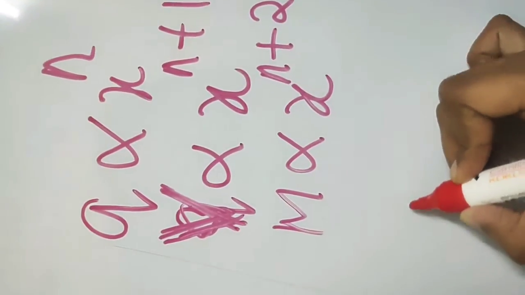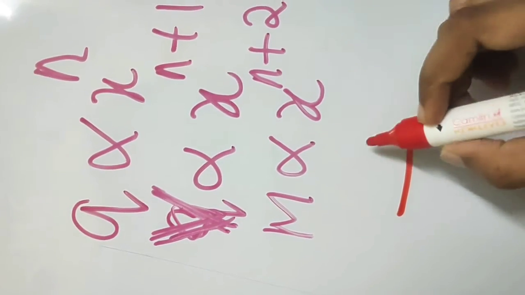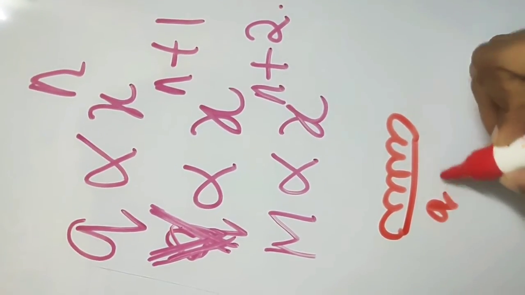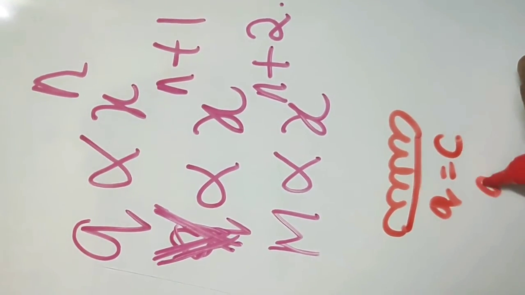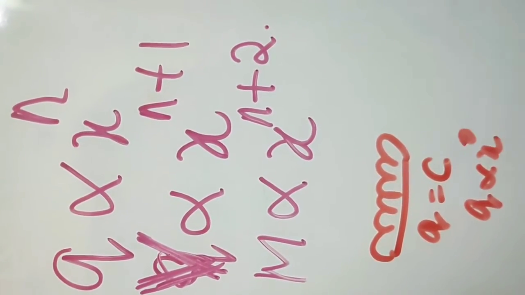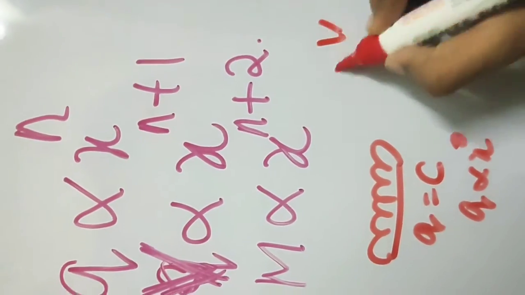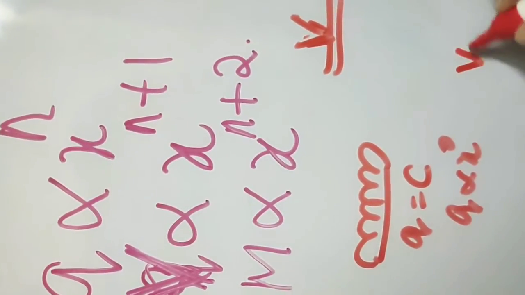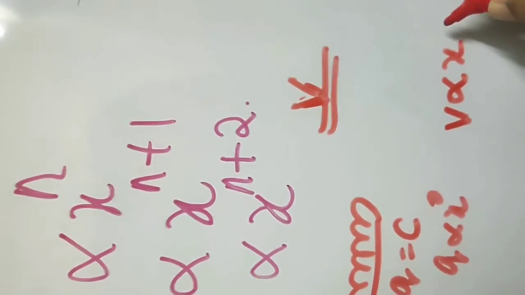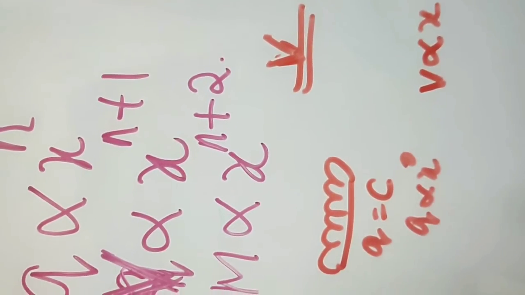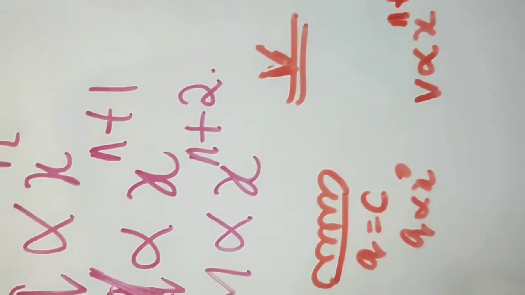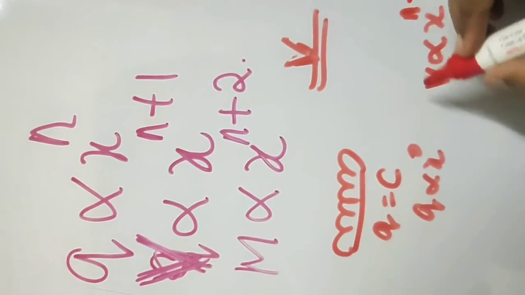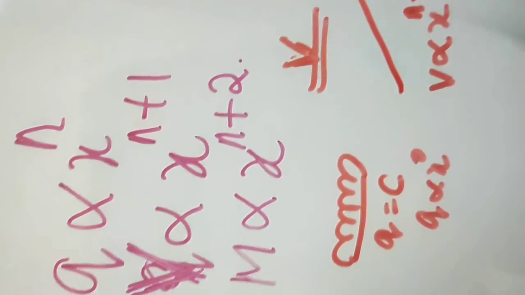For example, I'm just doing this UDL load. Here for this UDL load, this q is just constant. So q is directly proportional to x raised to 0. Next, what will be the shear force here? Shear force will definitely be directly proportional to x raised to n plus 1. Got it? So this will be x raised to n plus 1. So what will we get? It will be a straight line.